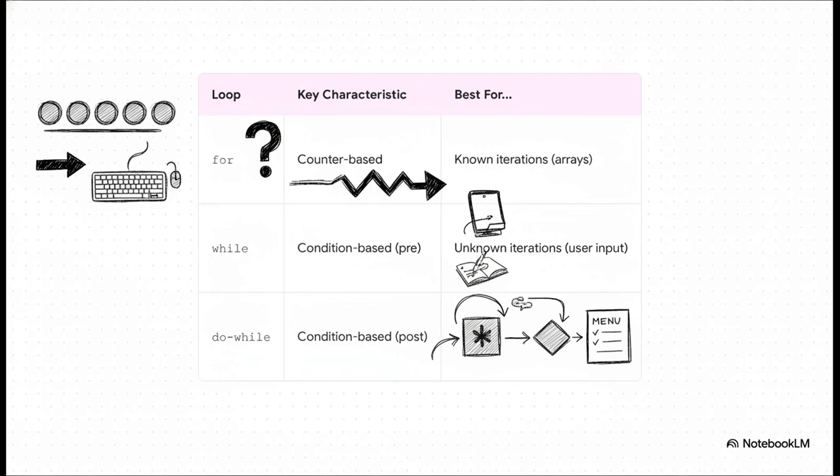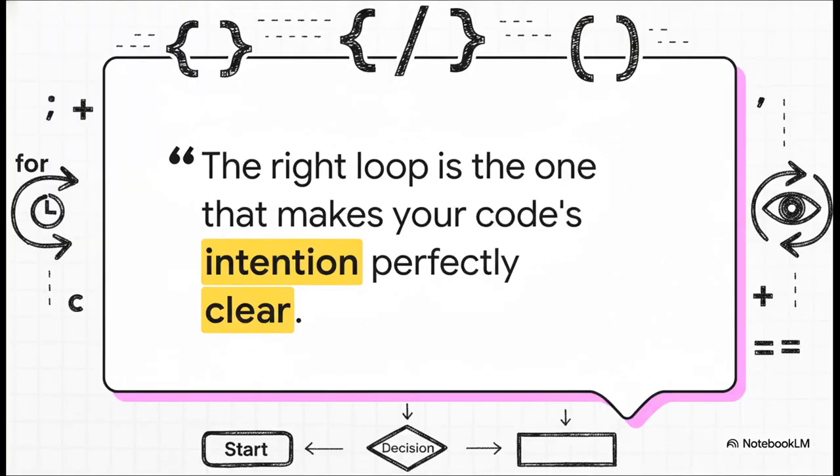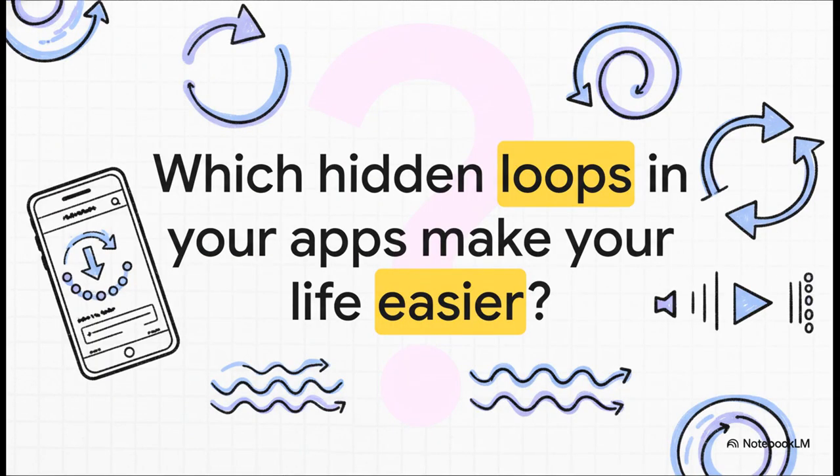So to wrap it all up, here's a quick little cheat sheet for you. Use a for loop when you know the count ahead of time. Use a while loop for an unknown number of repetitions that depends on a condition. And use a do-while loop when you absolutely must execute the code at least one time. Ultimately, the goal isn't just to write code that works. It's to write code that's clear and easy for other people to understand. Choosing the right loop for the job is a huge part of communicating what your code is actually trying to do. And that's our deep dive into loops in C.